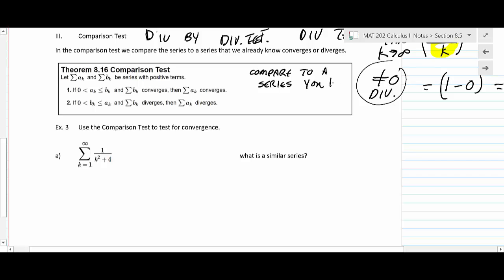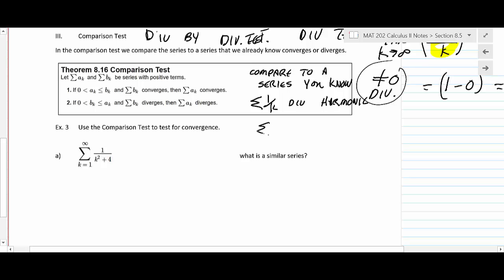For instance, the first page of either this handout or the 8.4 had a bunch of things we knew, like the harmonic series, p-series, and geometric series. Some of those you know, like this one: which series is 1 over k? That's the harmonic series, and that one diverges. So you might be able to take a series you're working with and compare it to a series you already know.